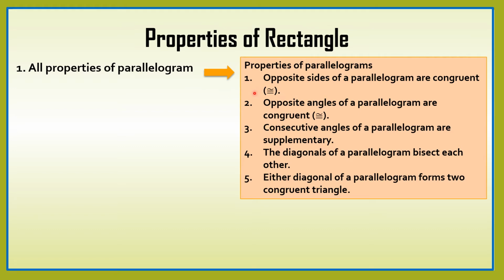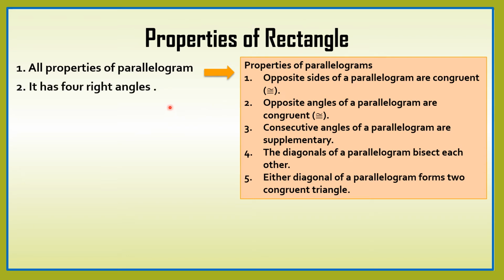Number 1, opposite sides of a parallelogram are congruent. Number 2, opposite angles of a parallelogram are congruent. Number 3, consecutive angles of a parallelogram are supplementary. So when we say supplementary, the sum of the two angles is 180 degrees. Number 4, the diagonals of a parallelogram bisect each other. So when we say bisect, it divides the segment into two congruent parts. Number 5, either diagonal of a parallelogram forms two congruent triangles. So these are the properties of parallelogram that are also properties of rectangle.